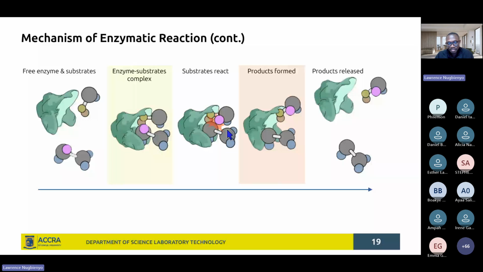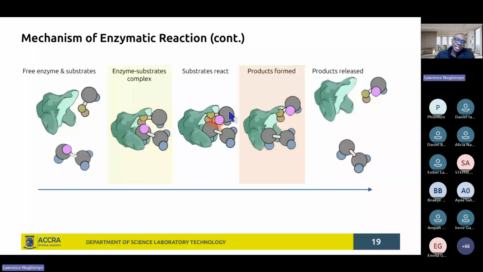So the substrates react, and when they react, they form products. And the products then get dissociated away from the enzyme. You now will have your free enzyme and the products. And the free enzyme can bind onto more substrates and act on them again, and the reaction continues that way. So if you put together what we've been talking about, this is how the activity of an enzyme is carried out.